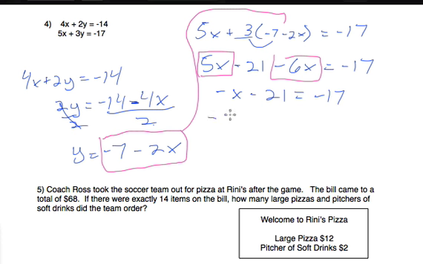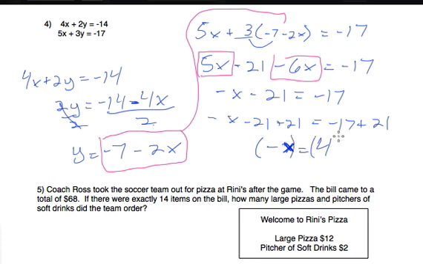And now we're going to add 21 to both sides. Negative 21 plus 21 equals negative 17 plus 21. This gives us negative x equals positive 4. But we don't care what negative x is. It's nice that we've isolated our variable, but we don't want to know what negative x is. We want to know what positive x is.